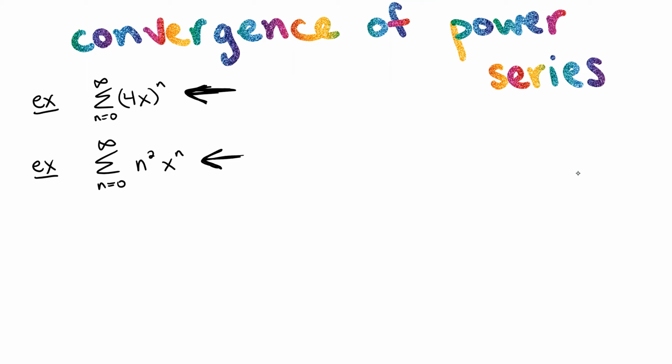We've got the sum from n equals 0 to infinity of n squared times x to the n. Okay, so here is the power series that we're working with. We want to know what is the radius of convergence for this series.